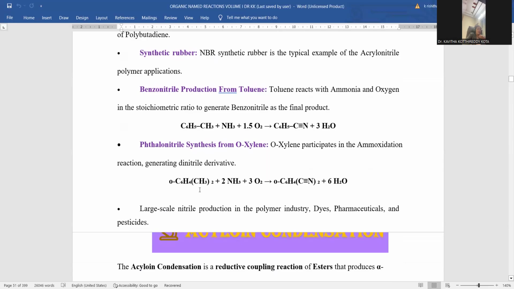If you are taking xylene, we can say ortho-xylene, to be treated with ammonia and 3 moles of oxygen added in the stoichiometric ratio, so that wherever methyl groups are present, they simply transform into nitrile functionalities, releasing 6 water molecules. Large scale nitrile production is required, especially in the polymer industry and in manufacturing of coloring agents like dyes, and pharmaceuticals and pesticides. Everywhere there is an application of this ammoxidation process.